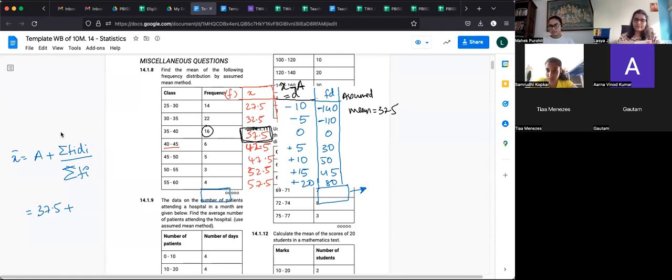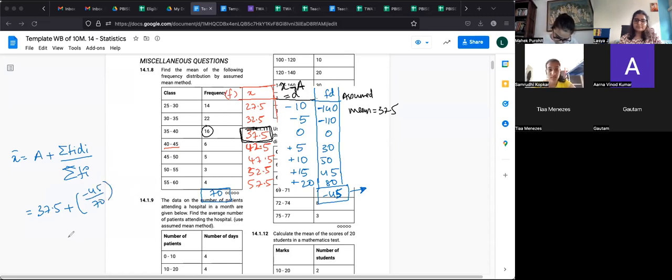Let's see. FD, I got minus 45. So Anika, Gautam, Samriddhi, Ashka, and Srijak? Yes, ma'am, I got minus 45. Yes, ma'am, I also got minus, I added a 5. Yes, ma'am, minus 40. Sigma f then: 14, 22, 16. So this will be 30 plus 22 is 52, 58, 63, 66, 70. 70 came? Yes, ma'am. Okay. So 37.5 plus minus 45 by 70.